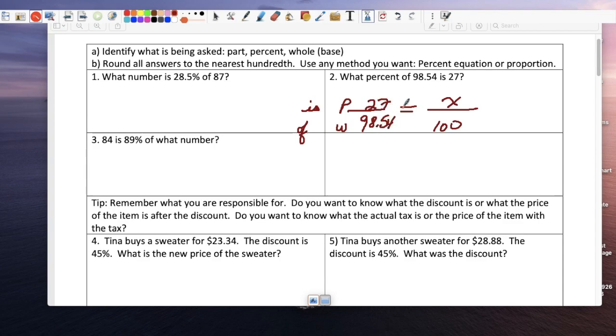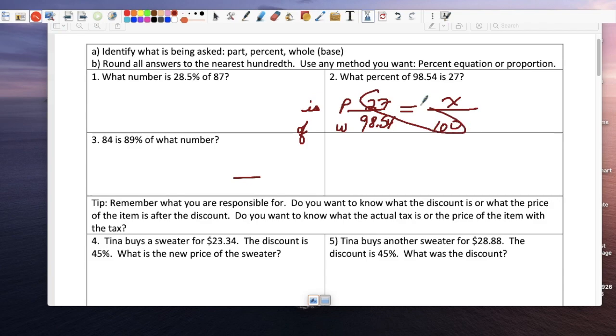So again, think about it in a different way. You have $98.54, and you gave me $27. What percent did you just give me? So we're using a percent proportion, and my pen is not working. Now it is. Okay, so now you can cross multiply.